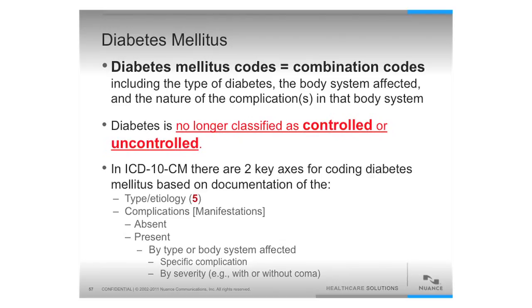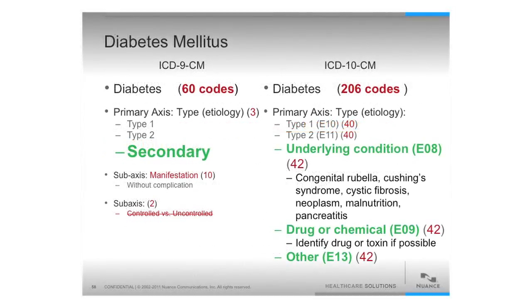So the number one issue becomes going from type 1, type 2, and secondary to type 1, type 2, what's the underlying condition, what's the drug or chemical, or what's the other reason they've got it. So you can see an expansion from 60 codes to 206 codes, but it's because we're getting that detail in on what caused it.